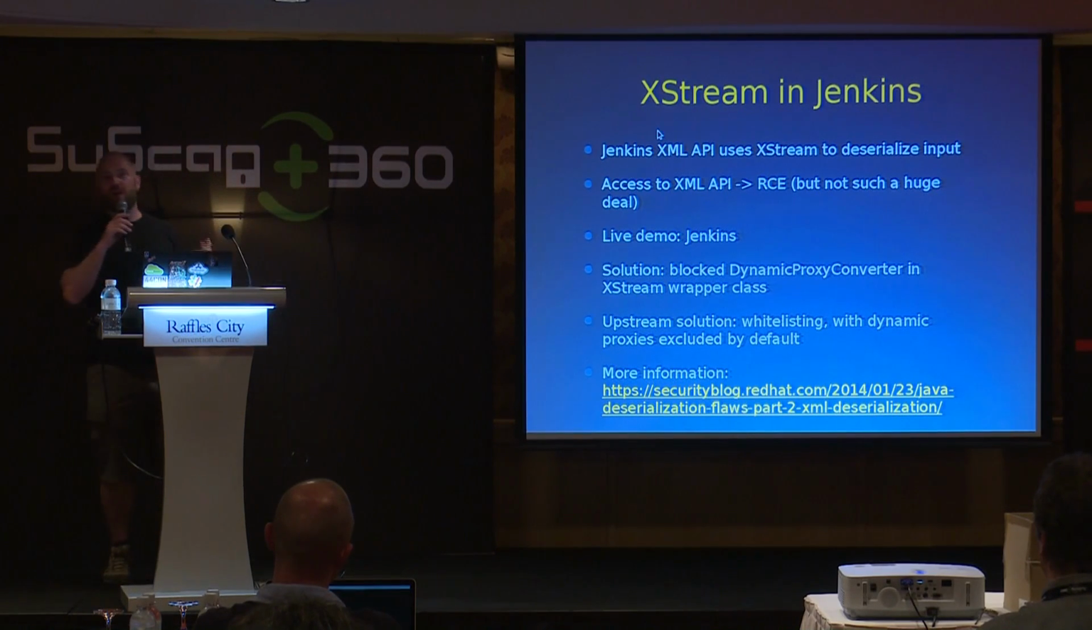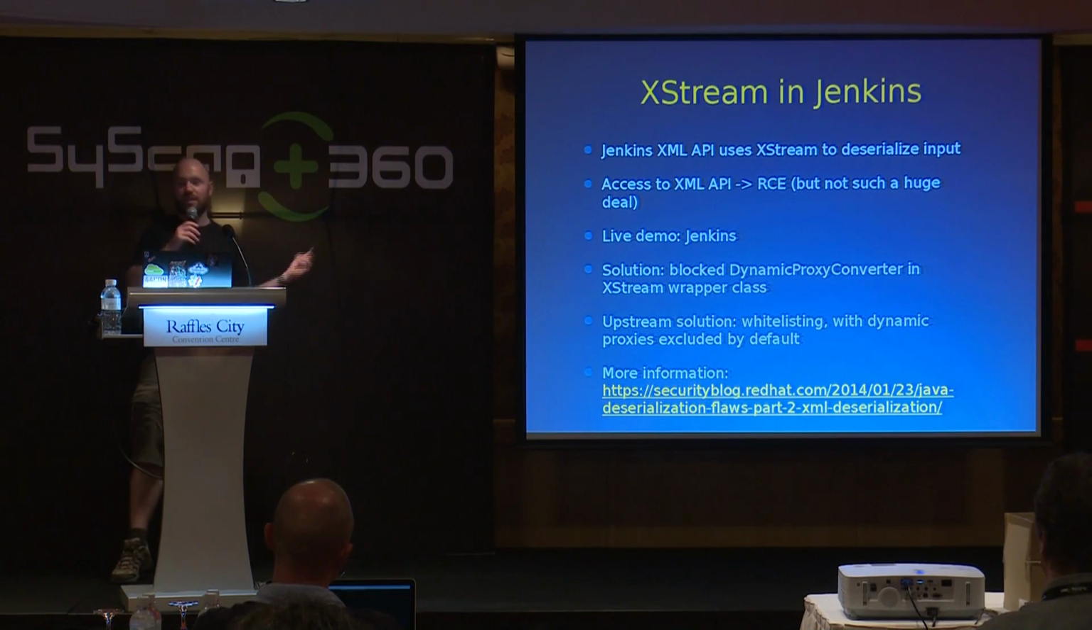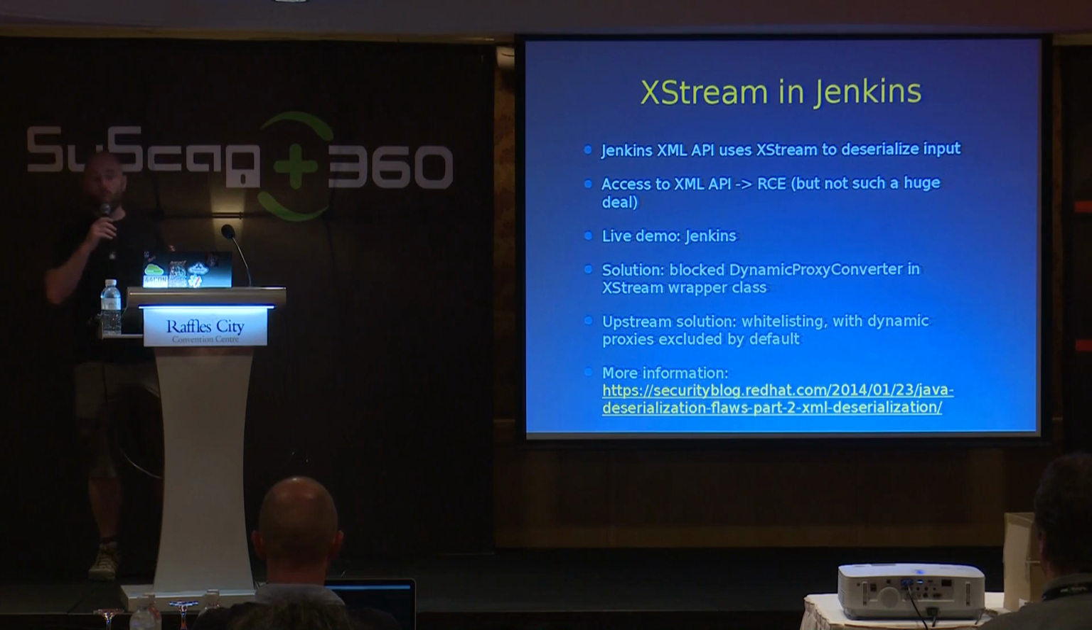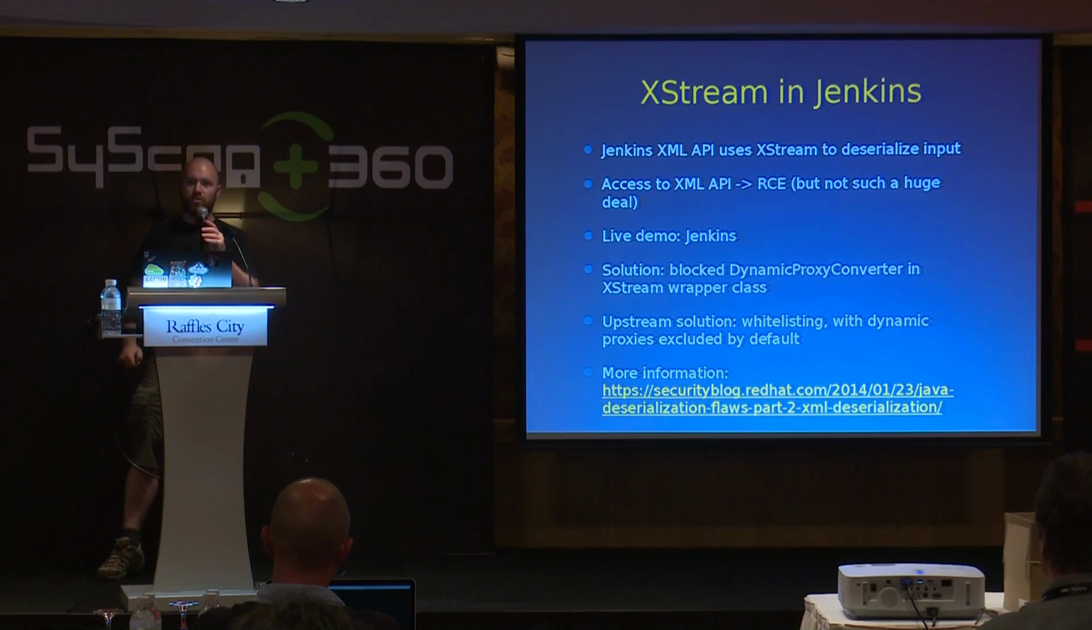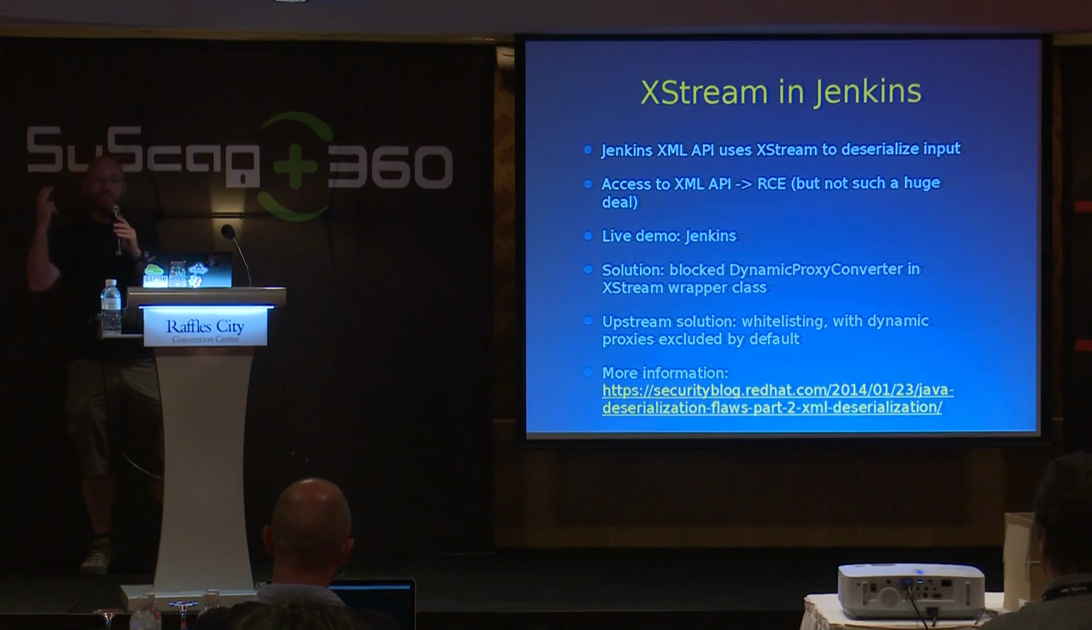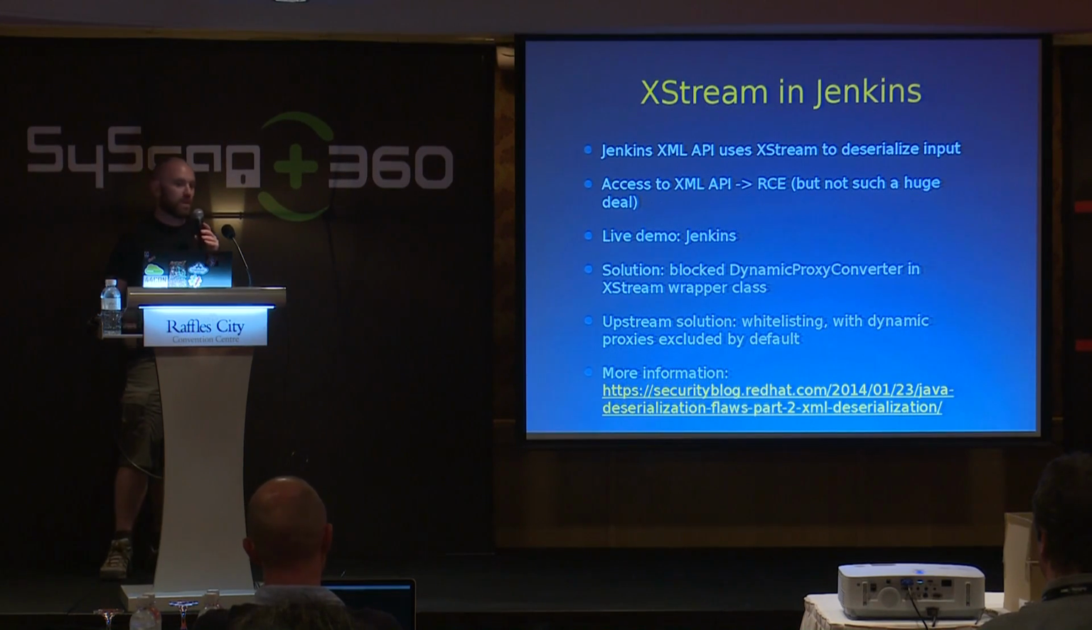But there's a whole bunch of other vectors here. Anything that's taking untrusted user-supplied content and feeding it into XStream was, or potentially still is, vulnerable to this issue. Now, the way that it was fixed upstream was by introducing a whitelist and blacklist. Anything that was going to use this special proxy handler code, the dynamic proxy converter, was blocked by default. So that's a pretty good solution in XStream.